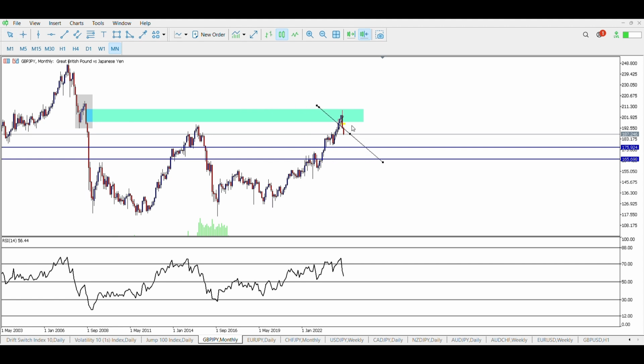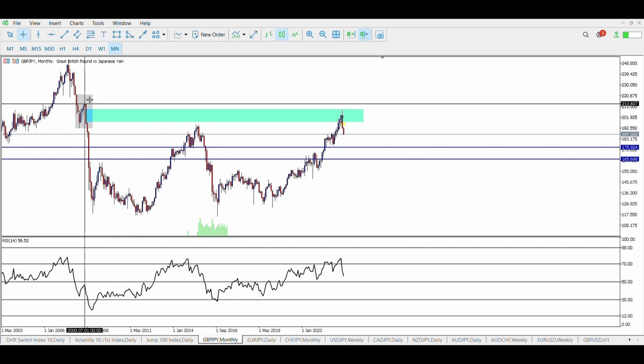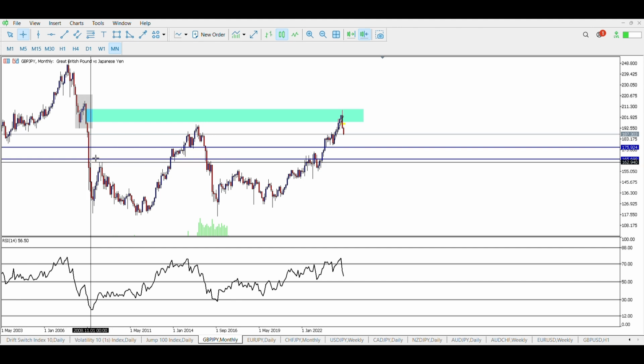Now if you look at the price action right here, look at the wick of this candle, this bearish engulfing candle, against the wick of the last bullish candle right here. So our fair value gap is the low of this bullish candle, the last bullish candle before this bearish move.